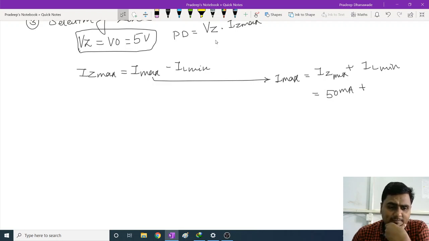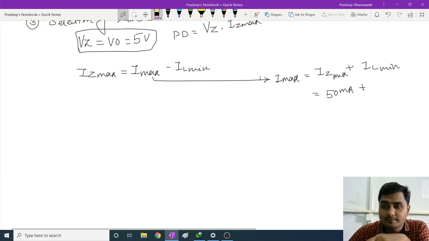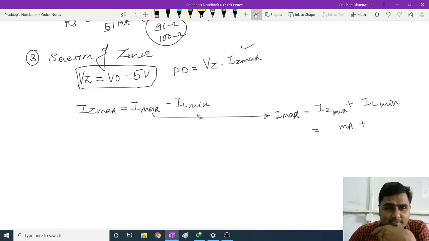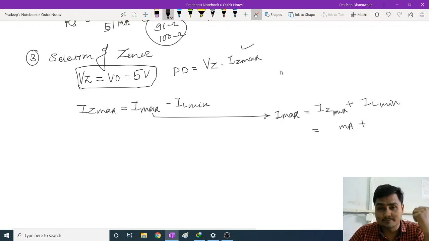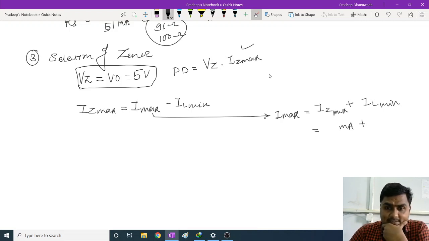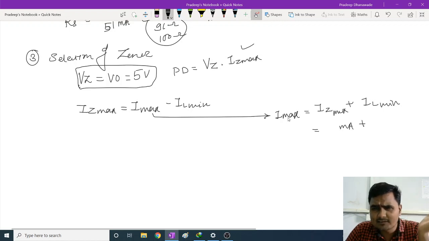What is the value of IL minimum? It is given. No, Iz max is not 50. Wait a minute. It's not 50. Iz max we need to calculate. So Iz max has to be calculated. So this equation is not useful for us.